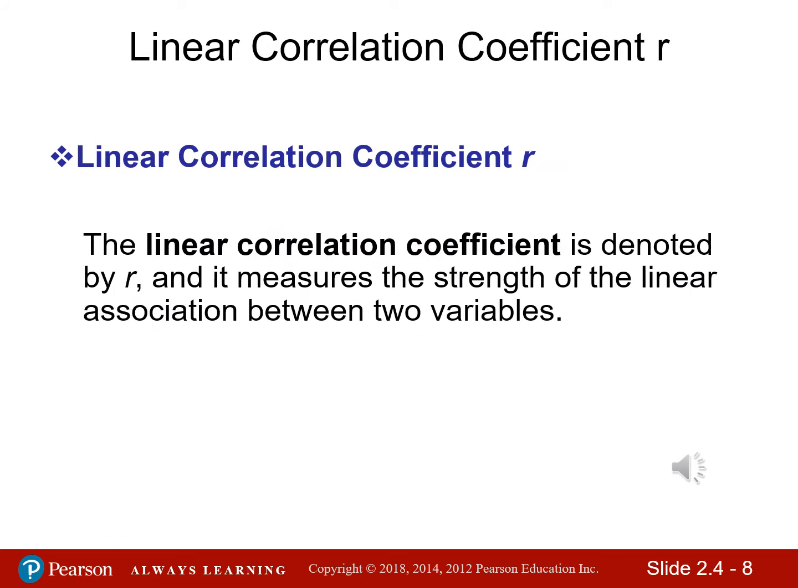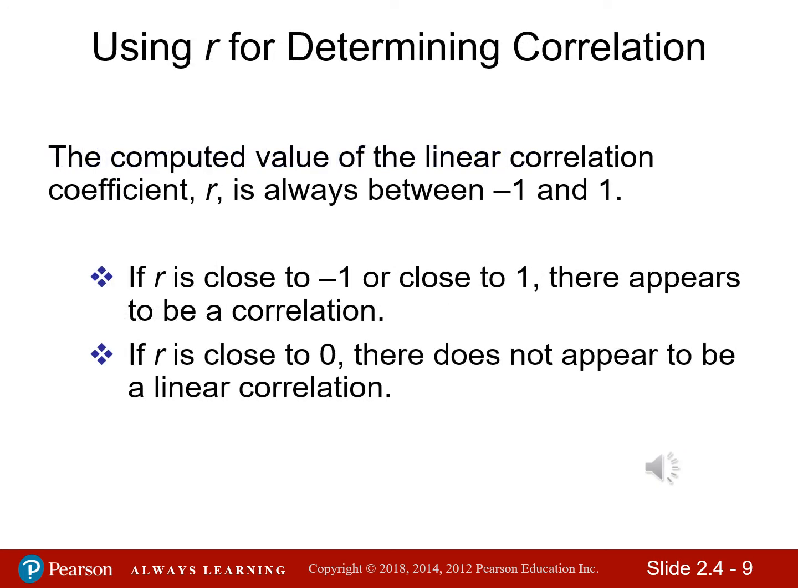The linear correlation coefficient is denoted by R, and it measures the strength of the linear association between two variables. The computed value of the linear correlation coefficient R is always between -1 and +1. If R is close to -1 or if it's close to +1, we say there appears to be a linear correlation. If R is close to 0, we say that there does not appear to be a linear correlation.